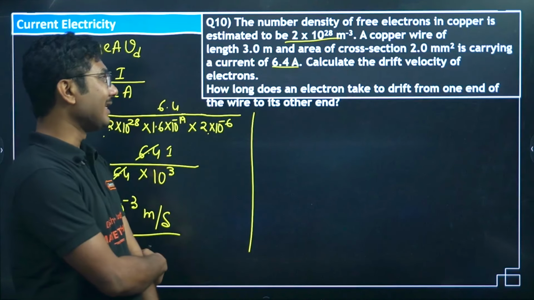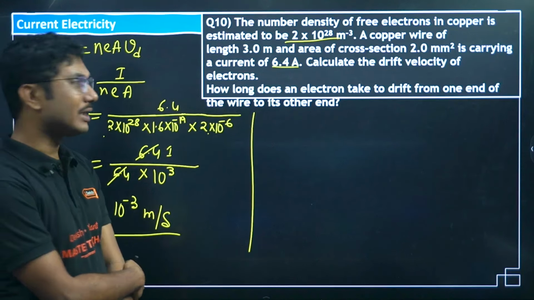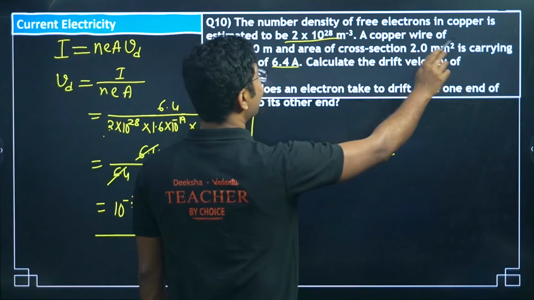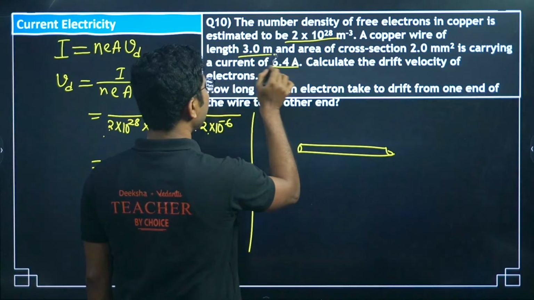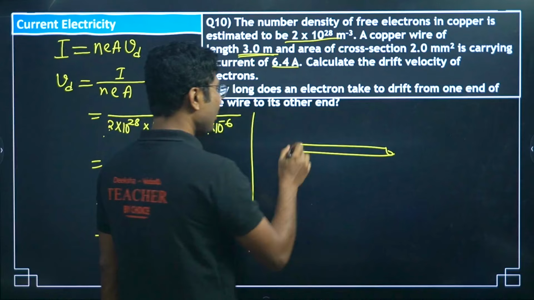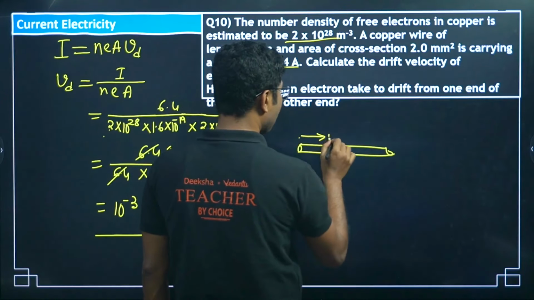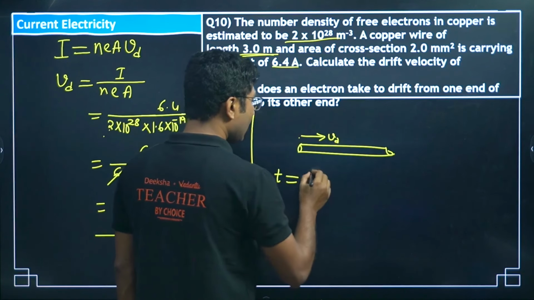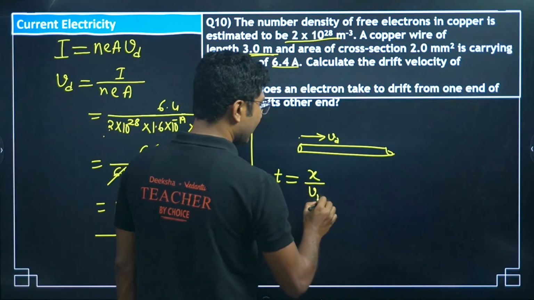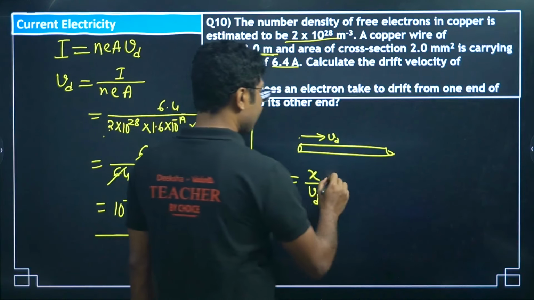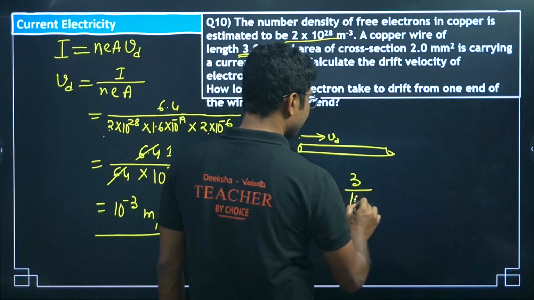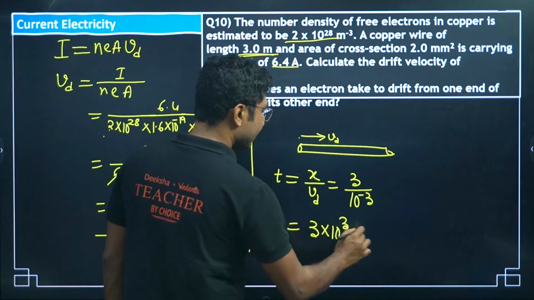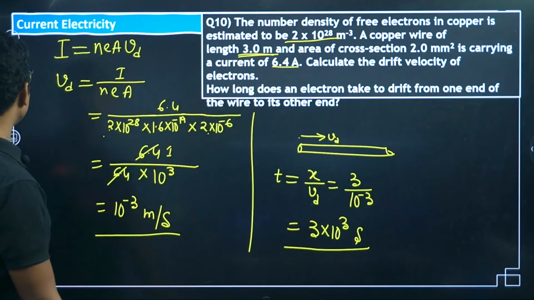How long does an electron take to drift from one end of the wire to the other? So, we have a wire. What is the length of the wire? The length of the wire is given as 3 meters. So, the electron is moving with a drift velocity of 10 to the power of minus 3, how long will it take? Time is basically given by the distance divided by the speed. Motion in a straight line again. So, x is given as 3 meters and drift velocity as 10 to the power of minus 3. So, it will be 3 into 10 to the power of 3 seconds. So, this much time it will take to reach from one end to the other.